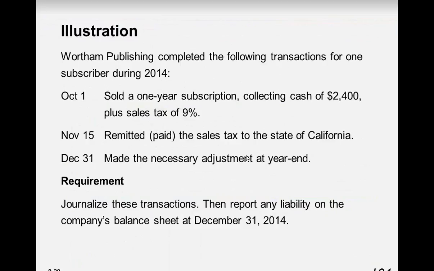So Wortham Publishing completed the following transactions for one subscriber during 2014. They sold a one-time subscription collecting cash of $2,400 plus sales tax of 9%. They remitted and paid that sales tax to the state of California, and then they made the necessary adjustment at year-end. So this started on October 1st, and their year-end is December 31st. So we need to journalize these transactions.